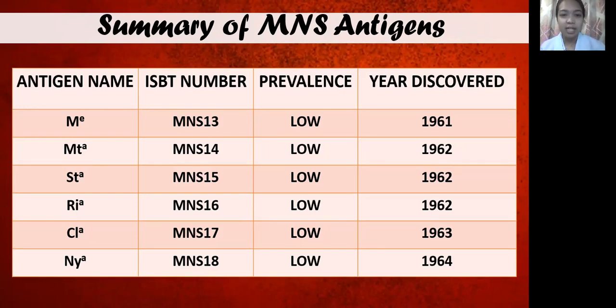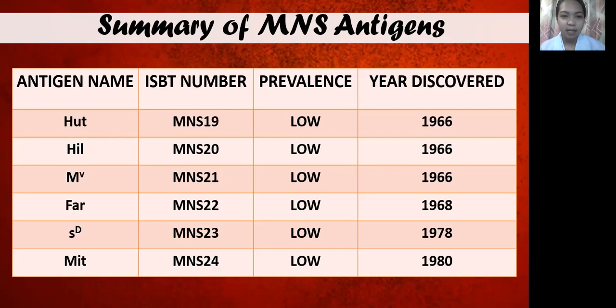Ria is MNS16. It also has low prevalence. It was also discovered in 1962. Then antigen Cla is MNS17. It has low prevalence and was discovered in 1963. Antigen Nya is MNS18. It also has low prevalence and was discovered in 1964.